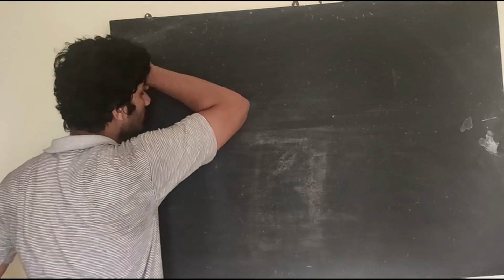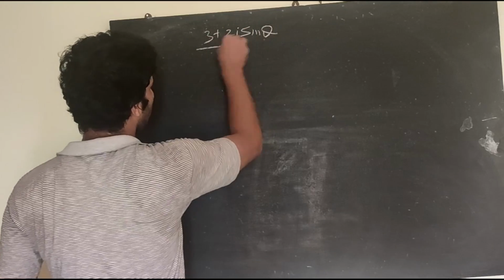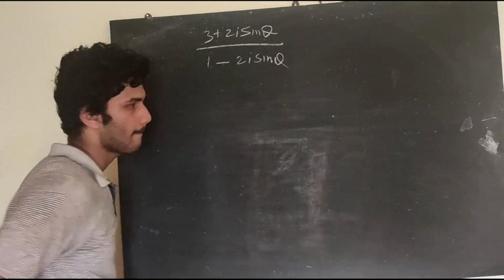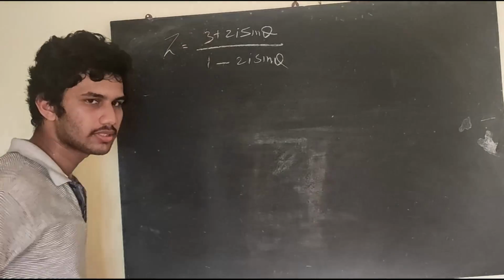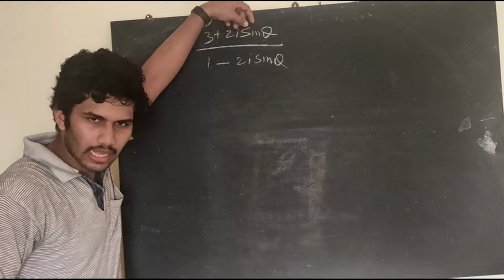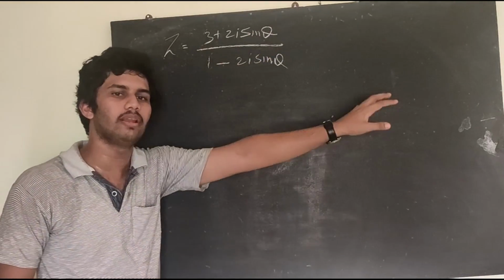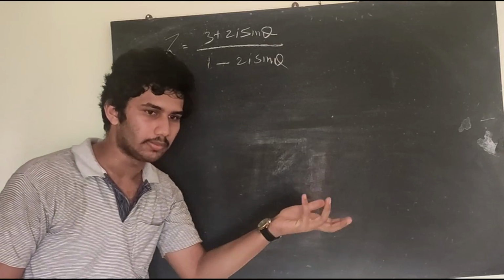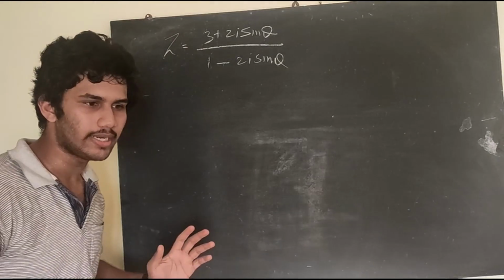So we have (3 + 2i sin θ) / (1 − 2i sin θ). This is a complex number. Let us take z equal to this, because it contains i in both numerator and denominator. However you rationalize, it will get formed into the general form, and that becomes a complex number. So I can write this as a complex number. Now we need to simplify this, right?